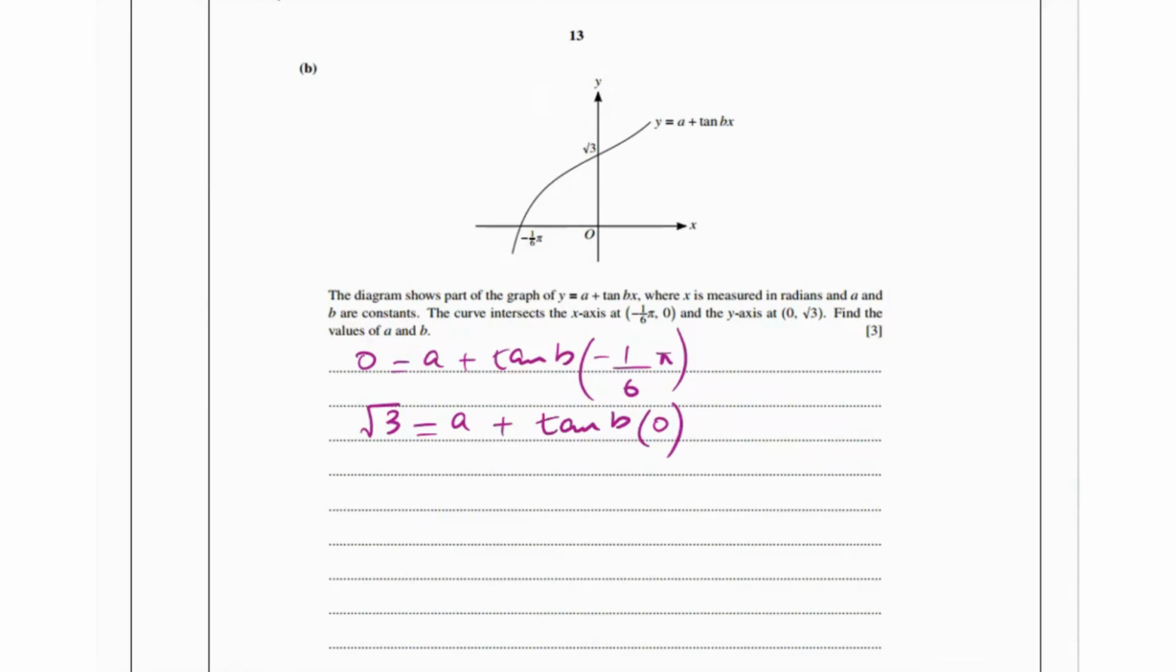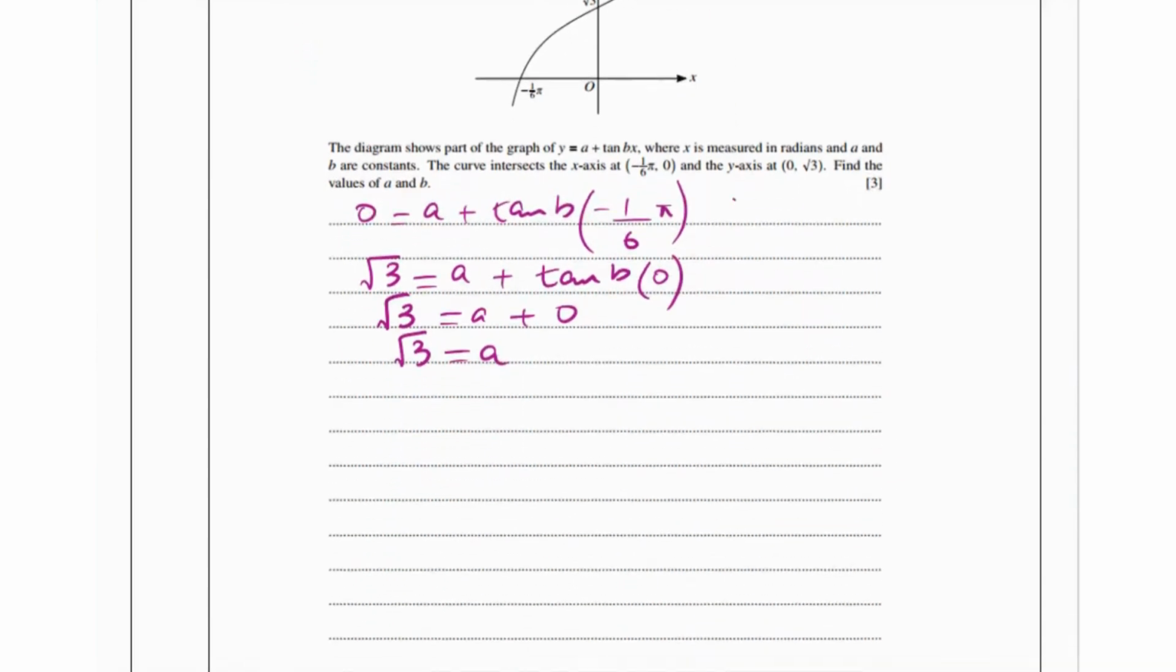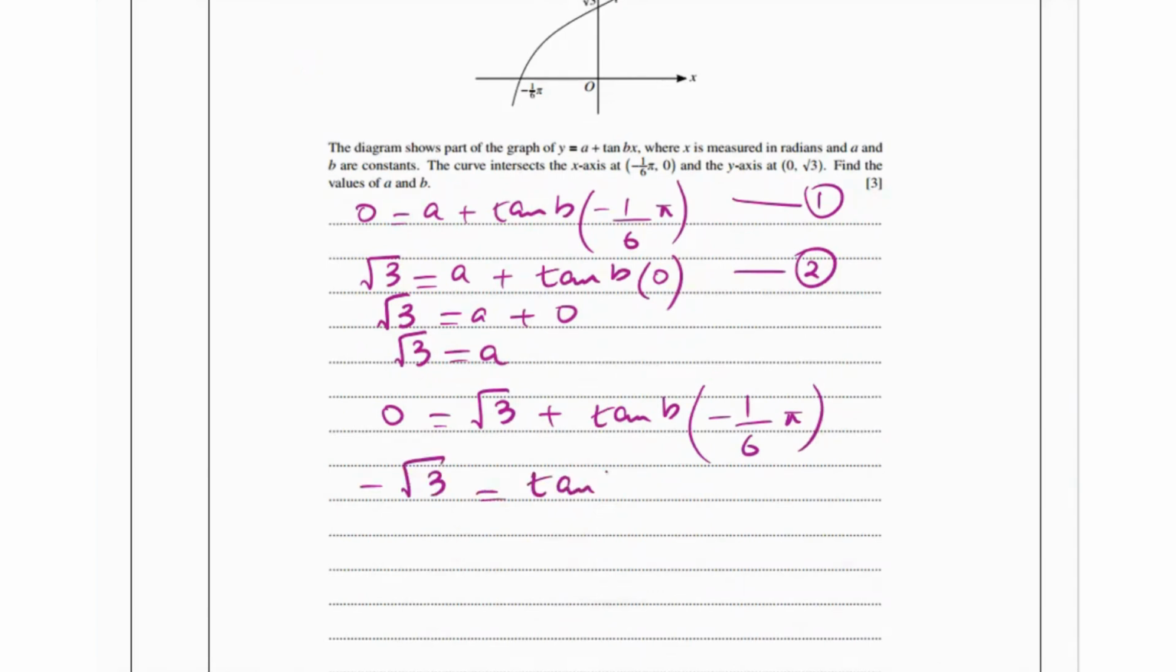Now b times 0 is 0 and tan of 0 is 0. So root 3 equals a plus 0 and root 3 is the value of a. Now to find the value of b, we substitute back into the first equation. 0 equals root 3 plus tan of b times negative 1 over 6 pi. We take root 3 to the other side, so it's going to be negative root 3. Take tan inverse of negative root 3. That equals b times negative 1 over 6 pi.